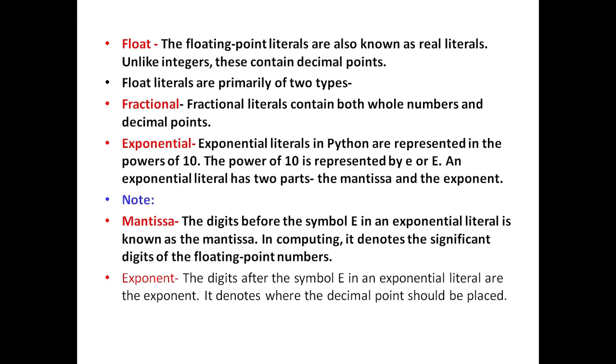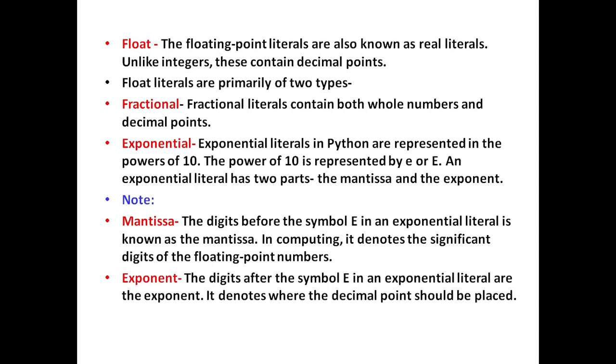Mantissa are the digits before the symbol e in an exponential literal. In computing, it denotes the significant digits of floating point numbers. And exponents are the digits after the symbol e in an exponential literal. It denotes where the decimal point should be placed.